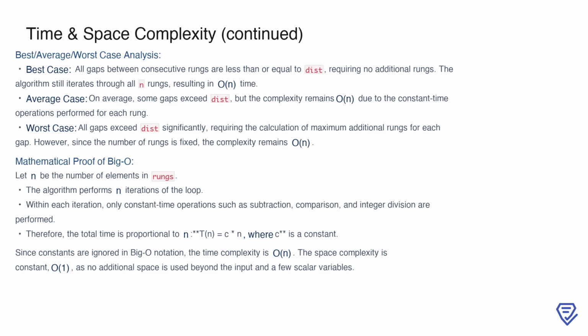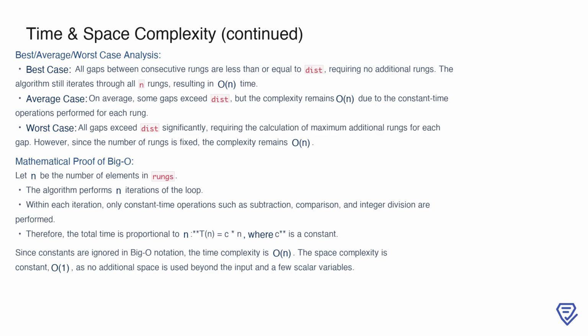On average, some gaps will exceed dist, requiring additional rungs to be calculated. However, since the operations for each rung are constant time, the overall complexity remains O(n). In the worst-case scenario, all gaps are significantly larger than dist, meaning the algorithm must compute the maximum number of extra rungs for each gap. Even so, the number of rungs to process remains fixed, so the time complexity does not change from O(n).